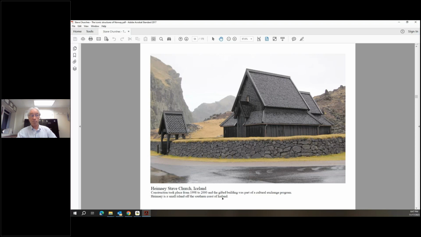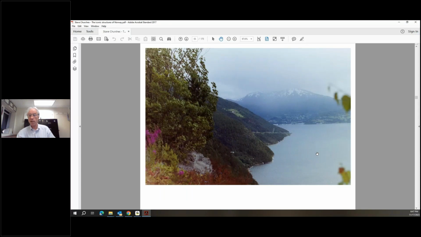It hasn't been in Iceland for very long. Construction took place and ended in the year 2000. So after that, I guess to make this more weather tight, the gallery that surrounds it was added. It's something that was pretty common too, that Stave churches changed over time. So this is a little bit to show you the rugged nature of Norway. There's a lot of water, there's a lot of mountains, there's a lot of snowy peaks, and this is summertime.